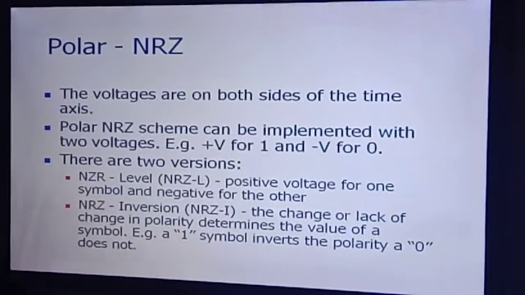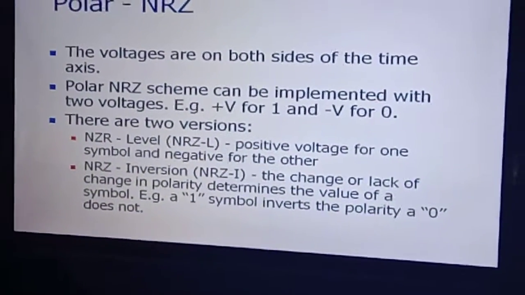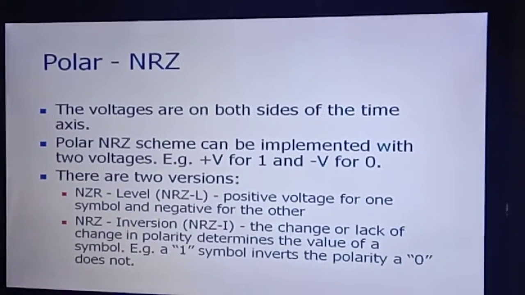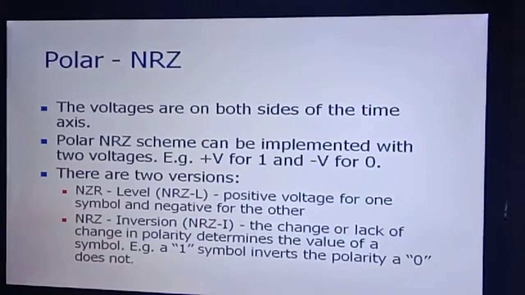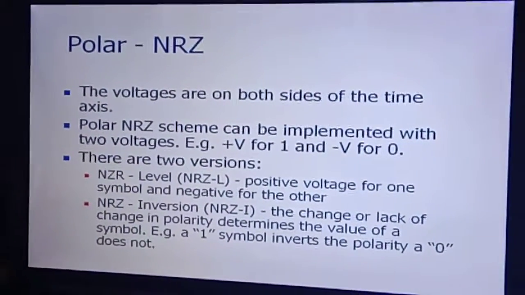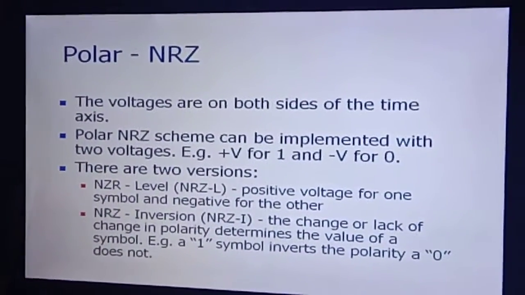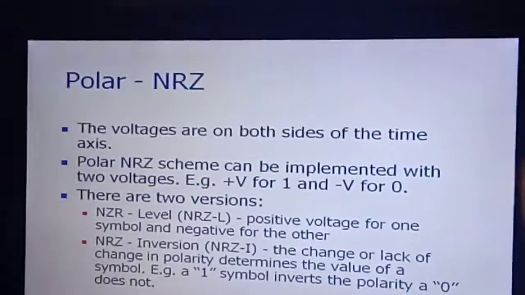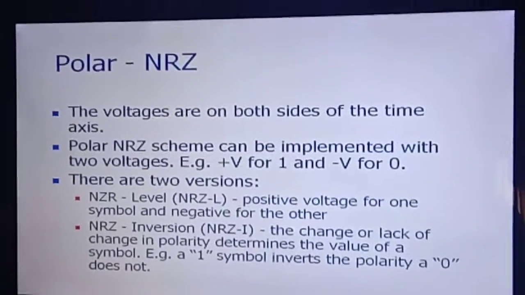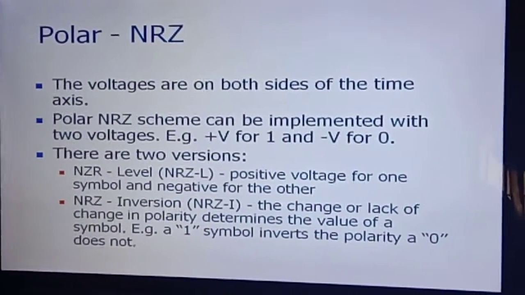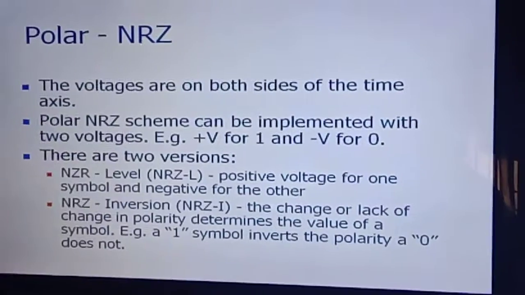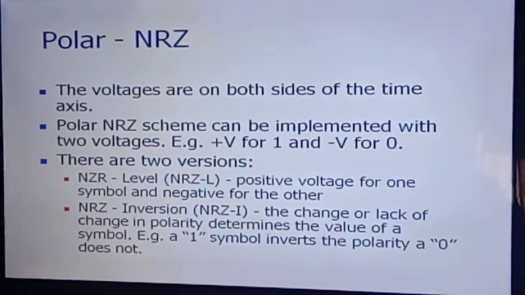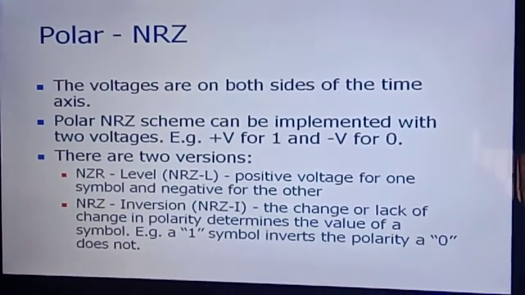Good morning, students. Today we are going to discuss polar line coding methods in digital transmission, that is, digital-to-digital transmission. In polar line coding methods we have the polar non-return-to-zero line coding method. In polar non-return-to-zero line coding, the voltages are on both sides of the time axis.